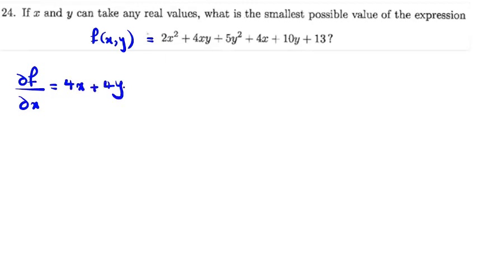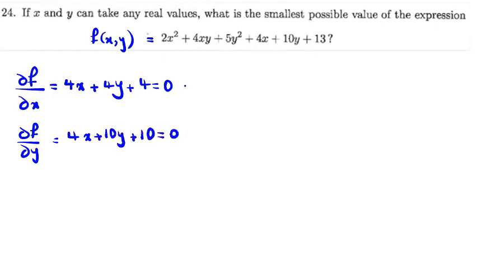4x plus 4y plus 4 equal to 0. And if you differentiate with respect to y, it will be 4x plus 10y plus 10 equal to 0. If we subtract this minus this, then we have 6y plus 6 equal to 0. And if we divide by 6, y plus 1 equal to 0, then y equals negative 1. If we replace y with negative 1, negative 4 plus 4 is 0, so x will be 0.